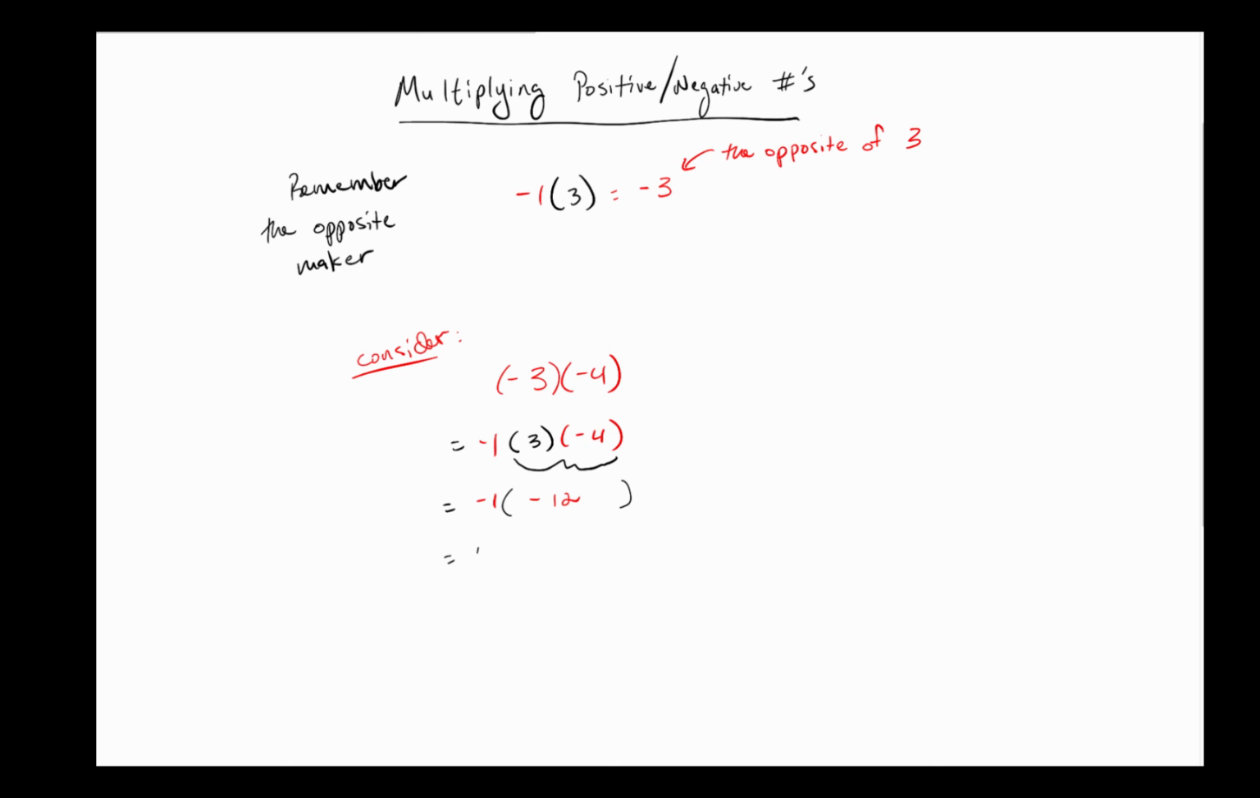Well, again, just kind of getting a visual idea of this, if we look at a number line, we see that negative 12 is 12 units from 0. The opposite is 12 units from 0 in the positive or opposite direction. So we wind up with positive 12.